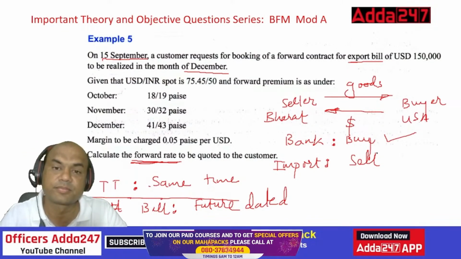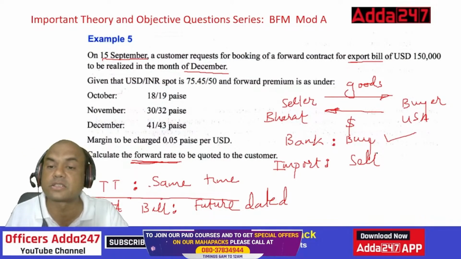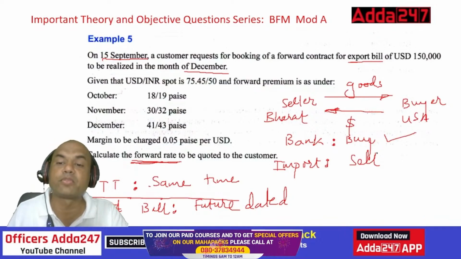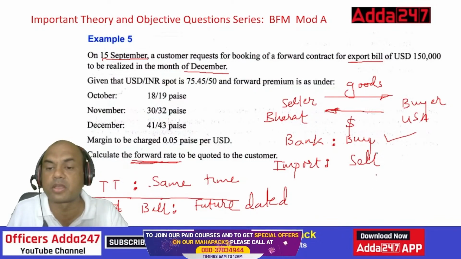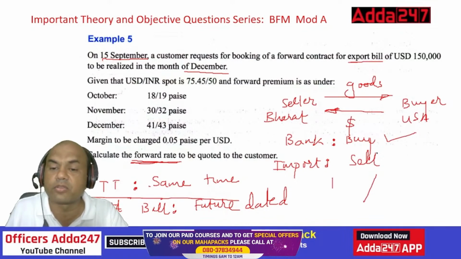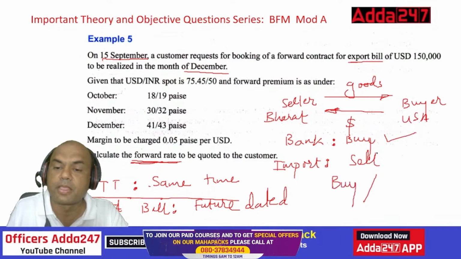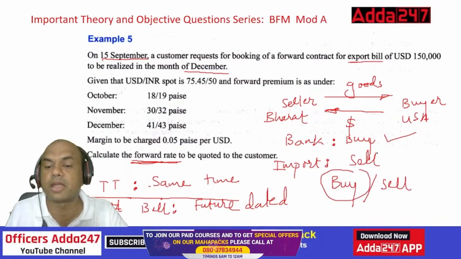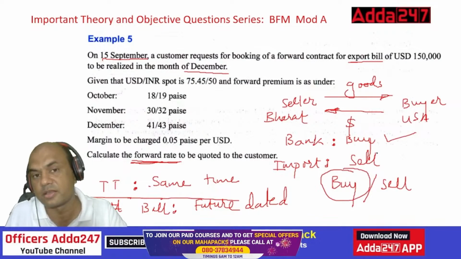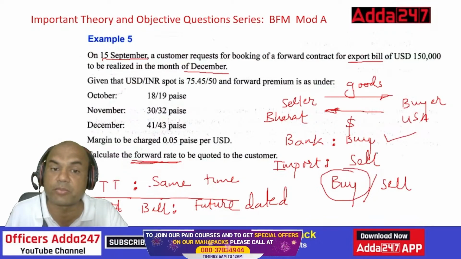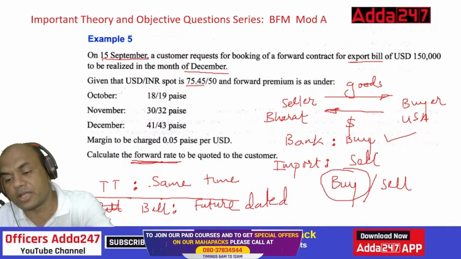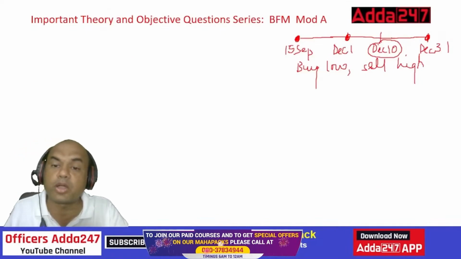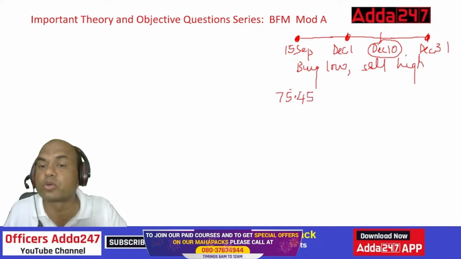Everyone, I am doing an export transaction. So buy. Buy means what? Always remember, I'll draw it over here. Look at this. Left side is always buy. Right side is always sell. Always remember this. So I'm doing a buy transaction. So I'll take the left side. So left side means what? 75.45. This is the rate I'll be taking. So this is for spot. 75.45. Now let's go to December 1.